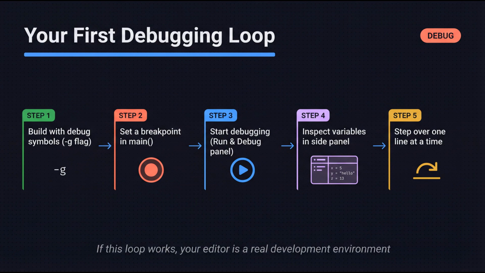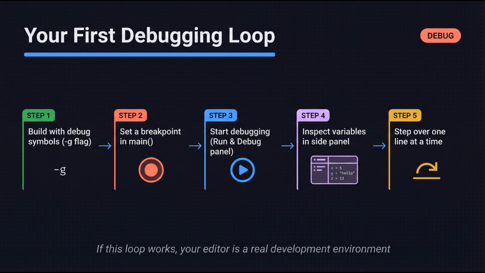Start debugging from the Run and Debug panel in the sidebar. Step 4. When execution pauses at your breakpoint, inspect variables in the side panel. You can see their current values. Step 5. Step over one line at a time using the toolbar or F10. Watch how the variables change with each step. If this loop works, build, break, inspect, step.